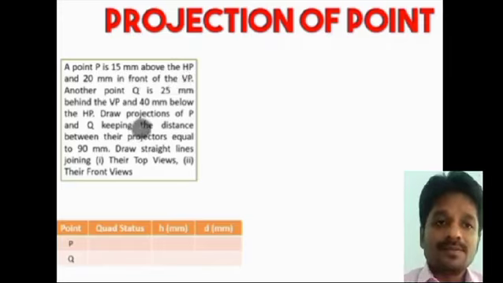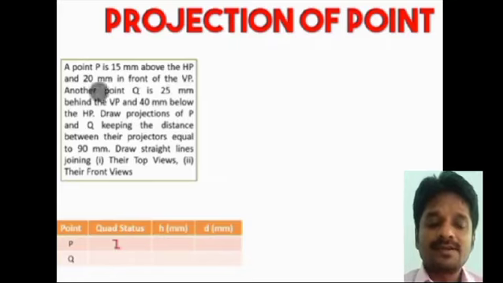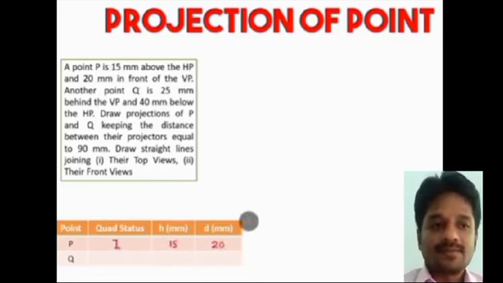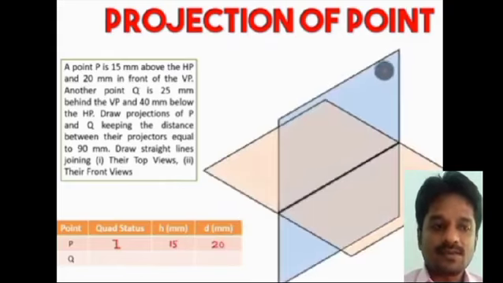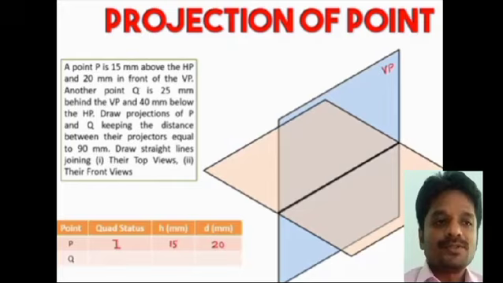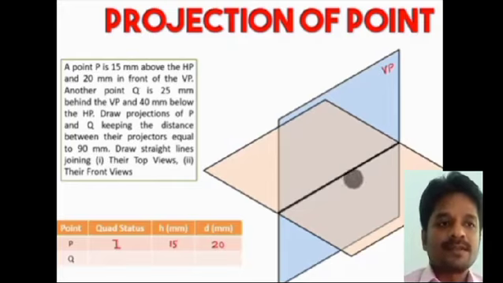So if I look at the point P, it is in the first quadrant, 15 mm is denoted as H and 20 mm is denoted as D. The two planes have been drawn, the vertical plane and the horizontal plane. The vertical plane and the horizontal plane intersect at a line which we are marking as X and Y. And this is going to be the reference plane for both VP as well as HP. Now we will mark the point P somewhere in the first quadrant.